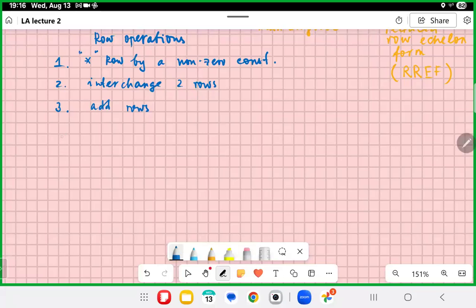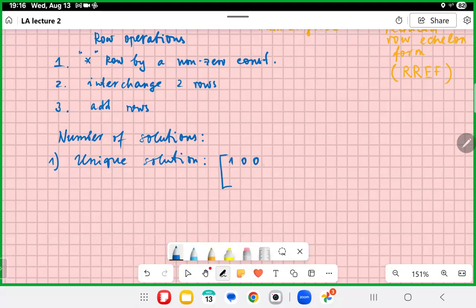So number of solutions. And that's kind of an important question in algebra. So number one, unique solution. How is it going to look, how is reduced row echelon form going to look when you have a unique solution?